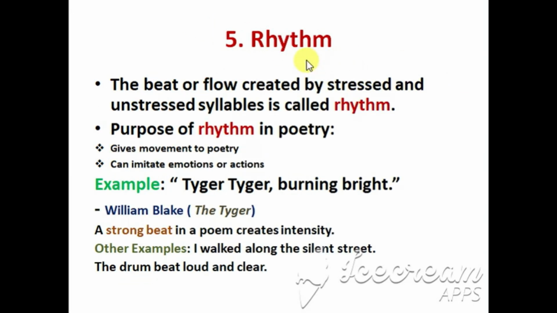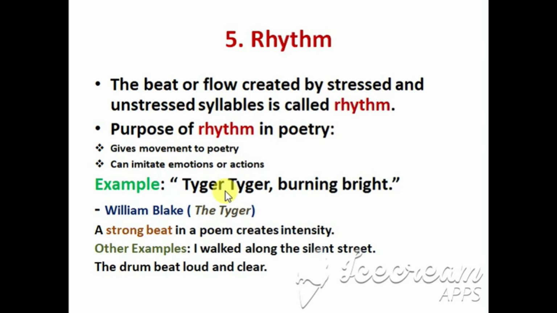Next we come to another literary term called rhythm. Now what is rhythm? The beat or flow created by stressed and unstressed syllables is called rhythm. Now what is the purpose of rhythm in poetry? It gives movement to poetry, it shows the action actually, and then it can imitate emotions or actions.